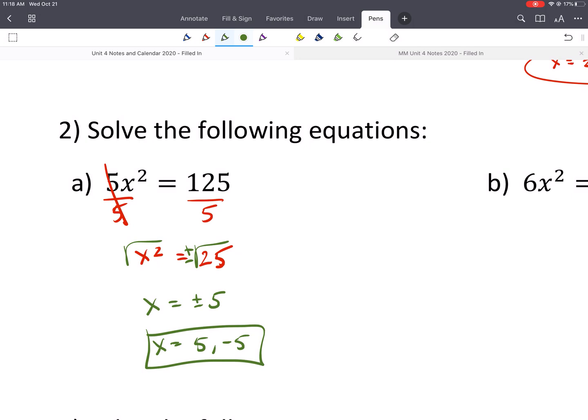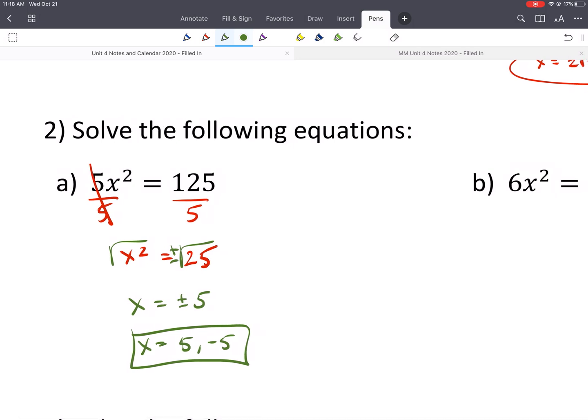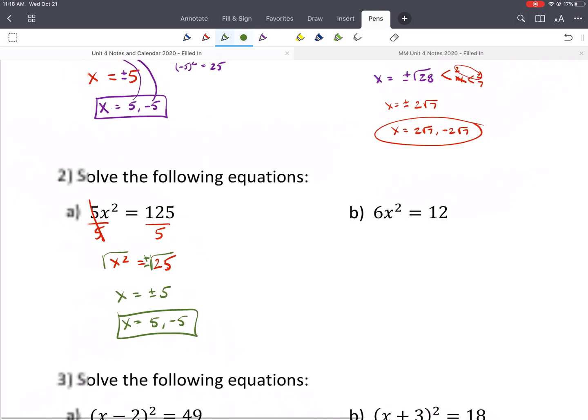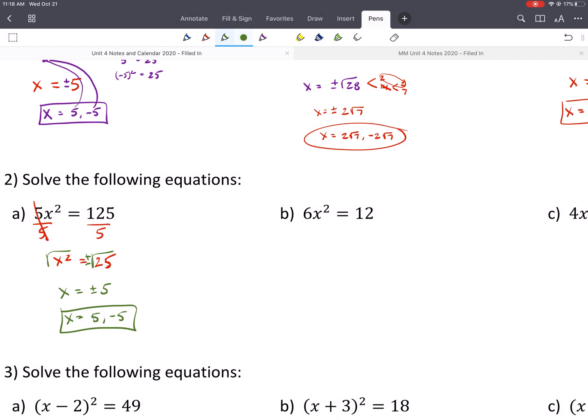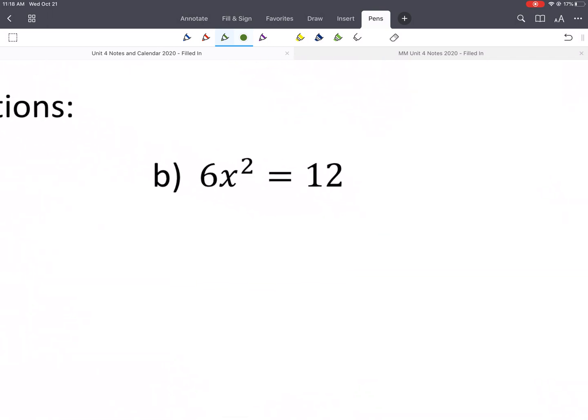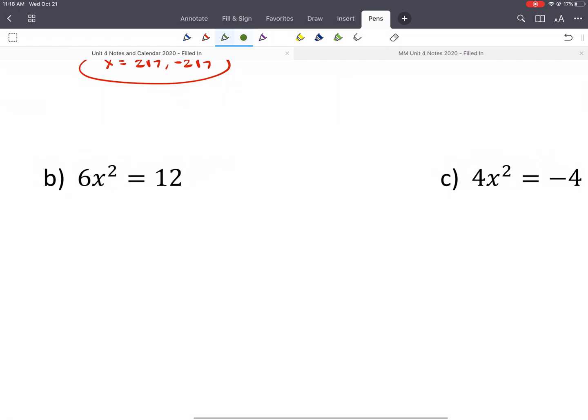Okay. And please, I know you can do this in your head sometimes, at least some of the steps. Please write down all your steps. It doesn't take that much more time, but it helps make sure you don't have mistakes. Okay, so try B and C.